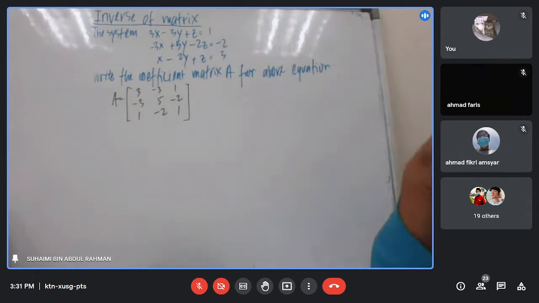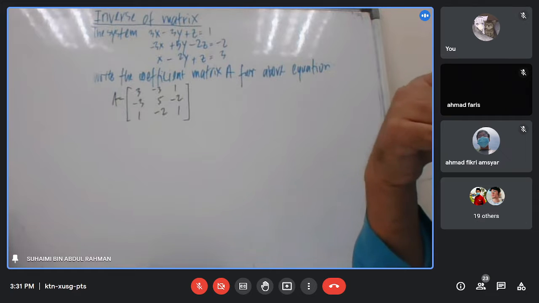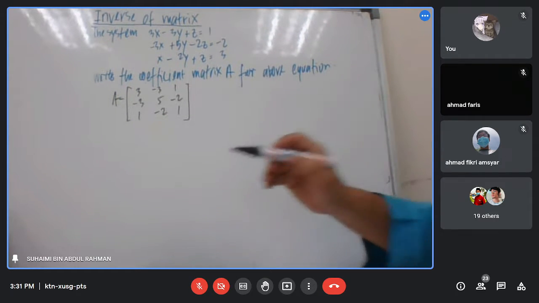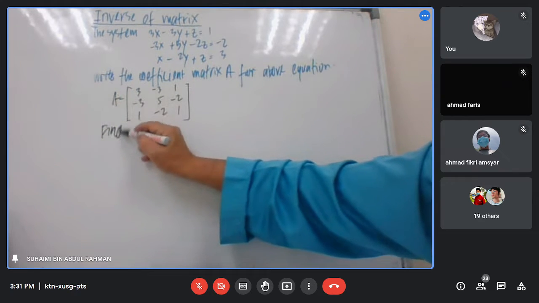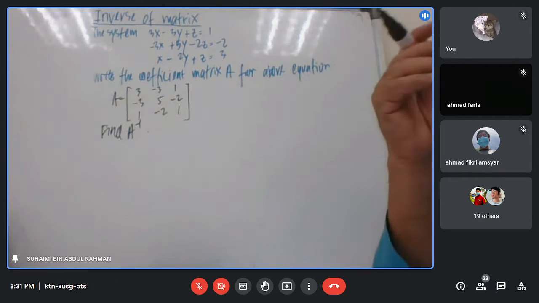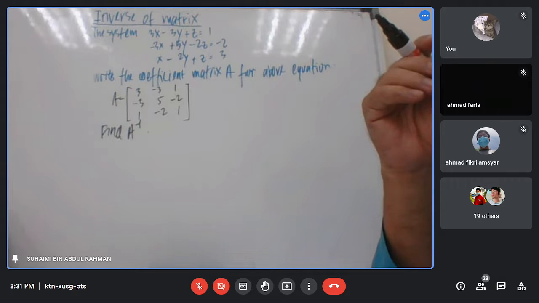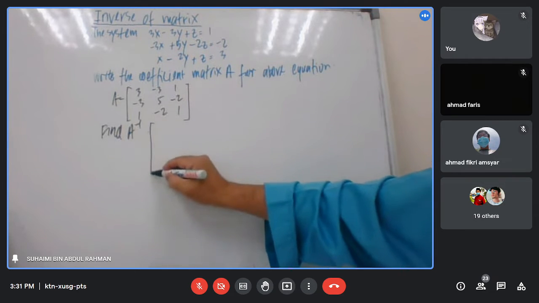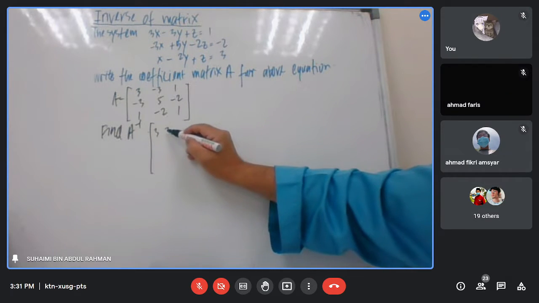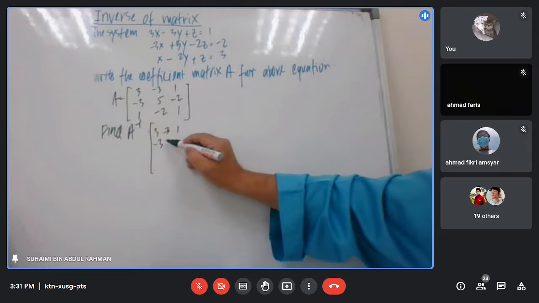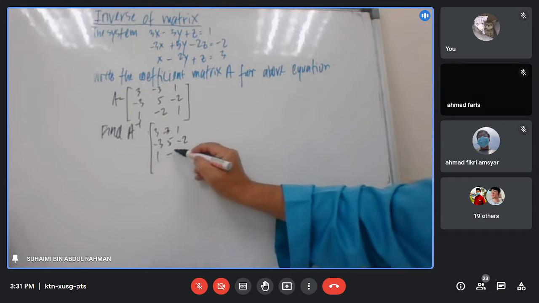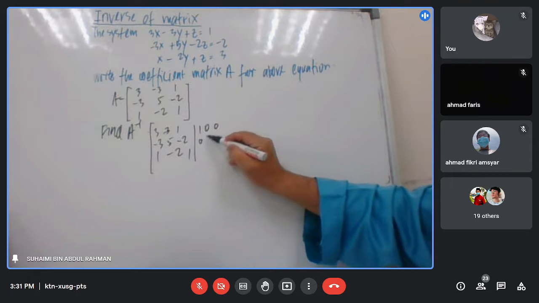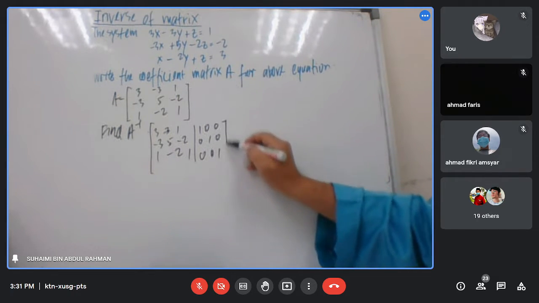So no need for this, that one is the augmented matrix. This is the coefficient matrix. Then find A inverse. A inverse like this: 3, minus 3, 1, minus 3, 5, minus 2, 1, minus 2, 1, and 1 0 0, 0 1 0, 0 0 1.